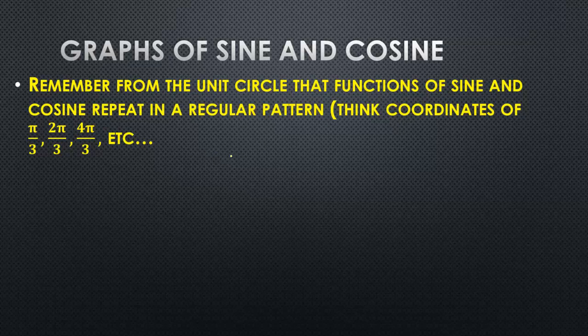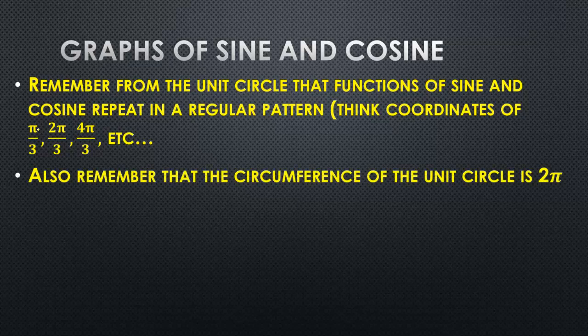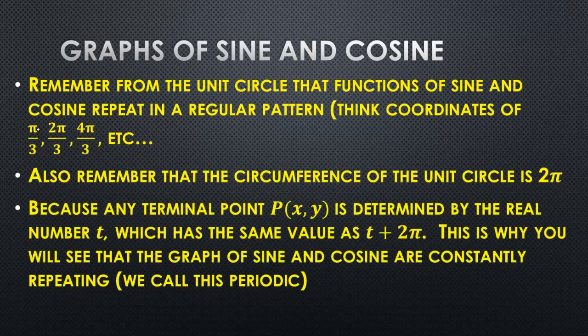In other words, basically the only difference between anything that's like pi over 3 is that the signs of the coordinates change. So it's got a regular repeating pattern, and basically every 2 pi, the pattern repeats. So if I were to add 2 pi to pi over 3, the coordinates would be identical. And that's because the circumference of the circle is 2 pi.